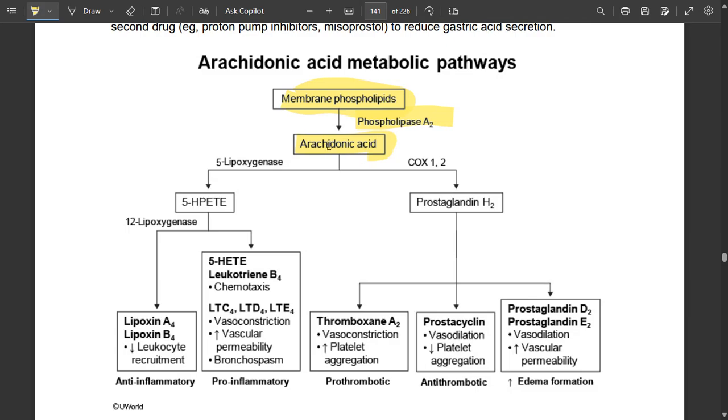Okay, phospholipids in the cell membrane, when exposed to phospholipase A2, give arachidonic acid, which can follow two different pathways, COX-1 and COX-2, which produce prostaglandins. These include the prothrombotic effect produced by thromboxane A2, the antithrombotic effect produced by prostacyclins, and edema formation, with inflammation occurring because of edema, prostaglandin D2 and E2. The lipoxygenase pathway can produce anti-inflammatory as well as pro-inflammatory mediators. The anti-inflammatory ones are lipoxins A4 and B4, while the pro-inflammatory ones are leukotrienes C4, D4, and E4, as well as B4, which also helps in chemotaxis. They are all produced from 5-HPETE.